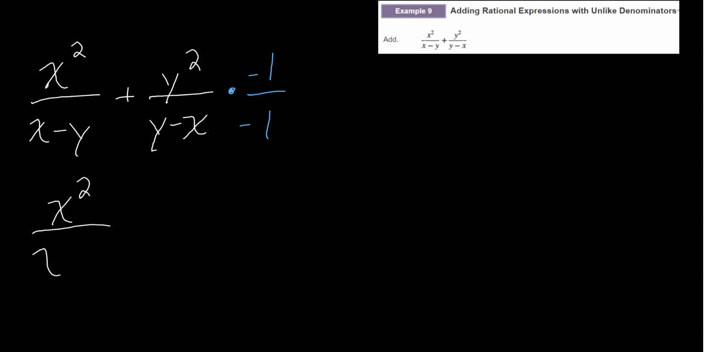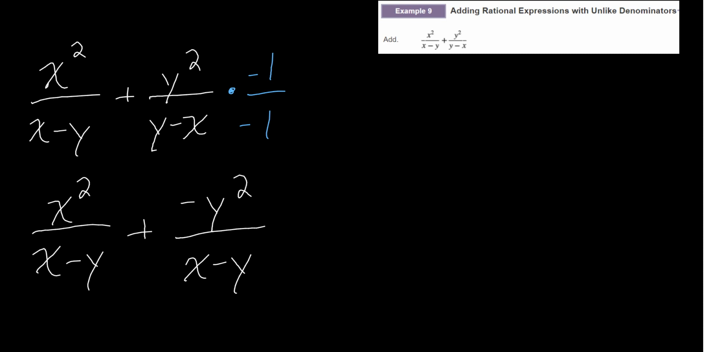And then times negative 1 over negative 1. Right? And again, in doing that, I'll end up with x squared over x minus y plus, we're going to have a negative y squared all over x minus y.